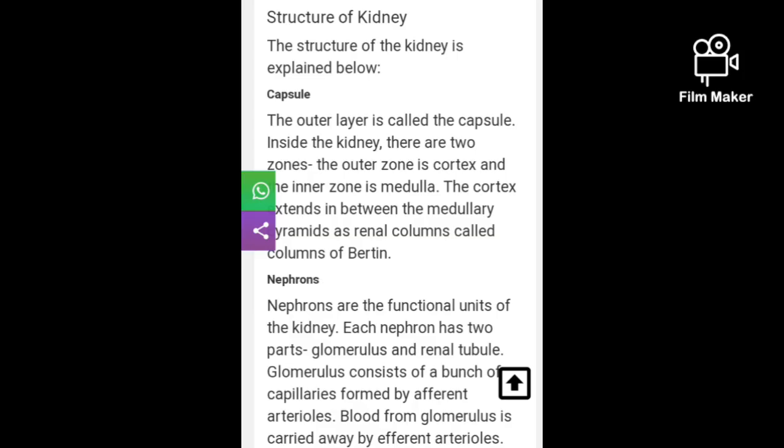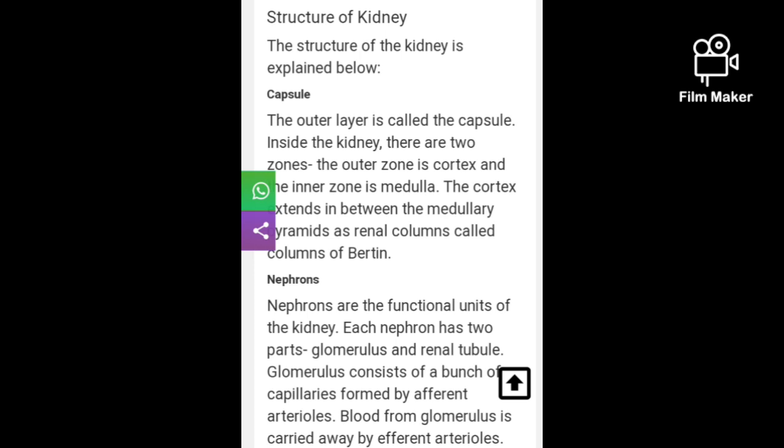The structure of the kidney is explained below. Capsule. The outer layer is called the capsule. Inside the kidney there are two zones. The outer zone is the cortex and the inner zone is the medulla. The cortex extends in between the medullary pyramids as renal columns called columns of Bertin.